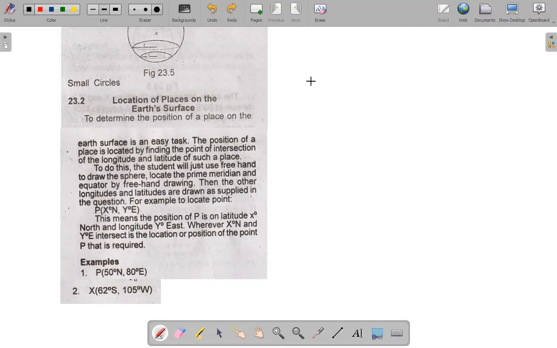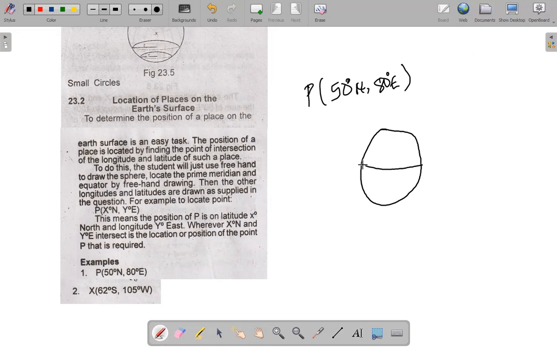We have an example here. You say P is on 50-degree north and 80-degree east. So in terms of latitude, P is on latitude 50-degree north, but longitude 80-degree east. So with freehand, we'll draw a sphere and locate the position of P. We draw the equator, which divides the globe into two halves. Then, we can complete the equator with the dotted line.